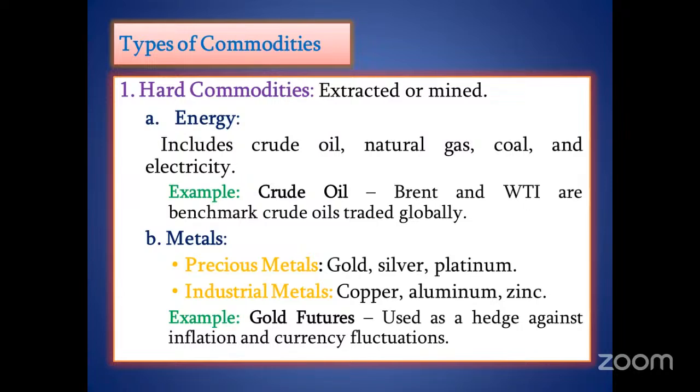And metals: precious metals like gold, silver, platinum, and industrial metals like copper, aluminum, and zinc. Precious metals are those we humans use, like gold, silver, and platinum. For example, gold futures are used as a hedge against inflation and currency changes, in metals and the hard commodities.